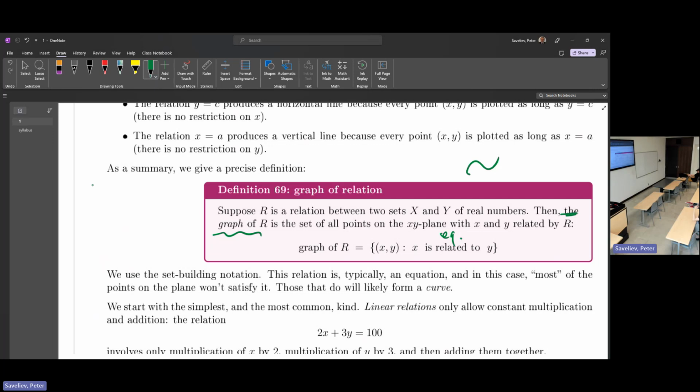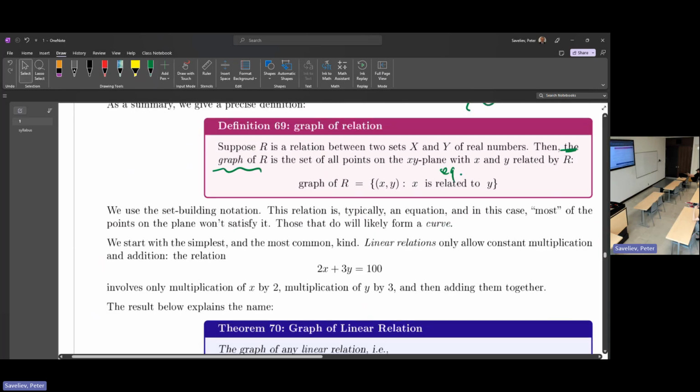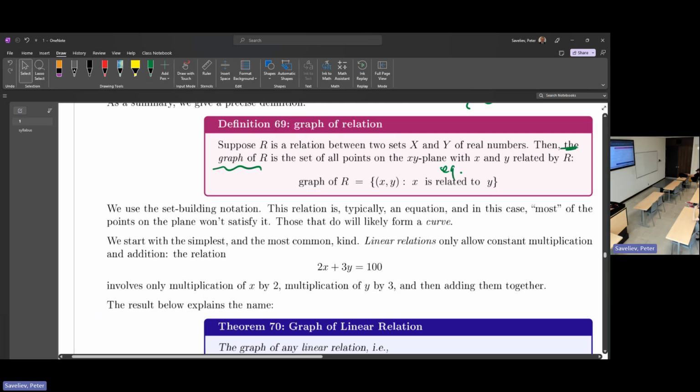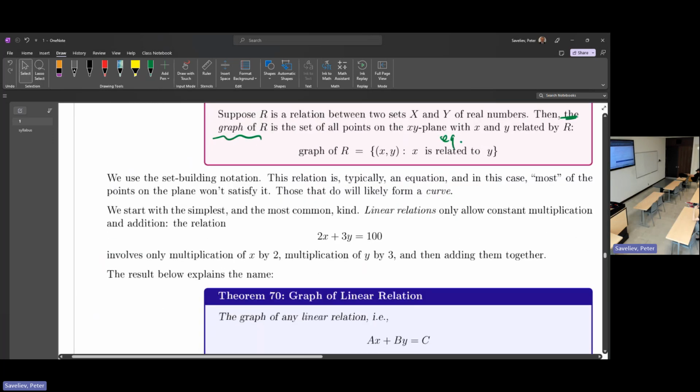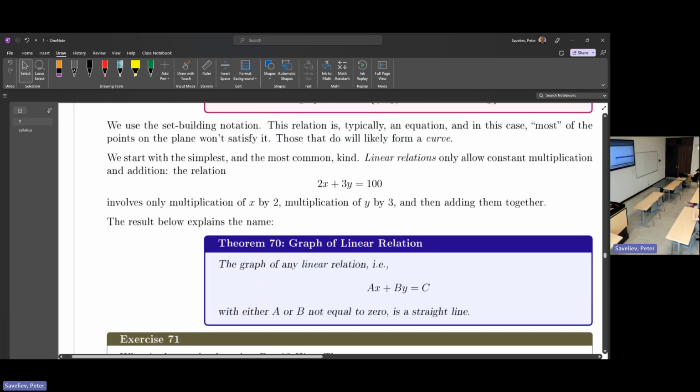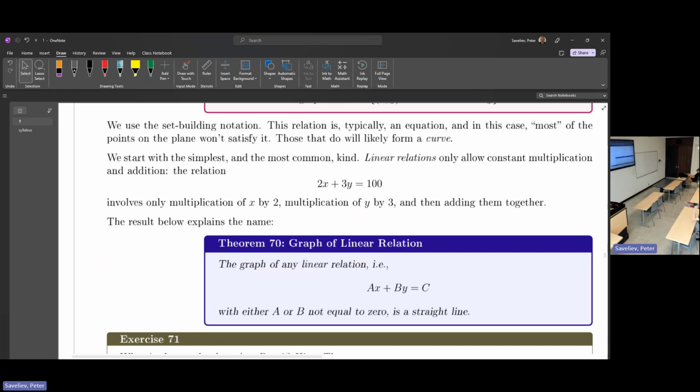So now what do we do about it? To begin with, we can plot it as we know, and it's good to know that the graph of a linear relation is a straight line, a linear line.